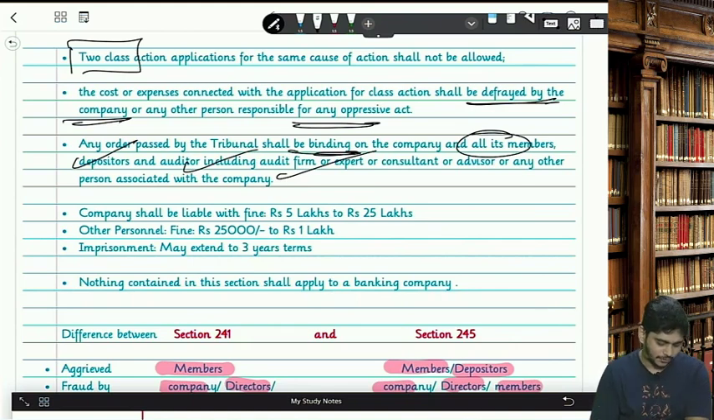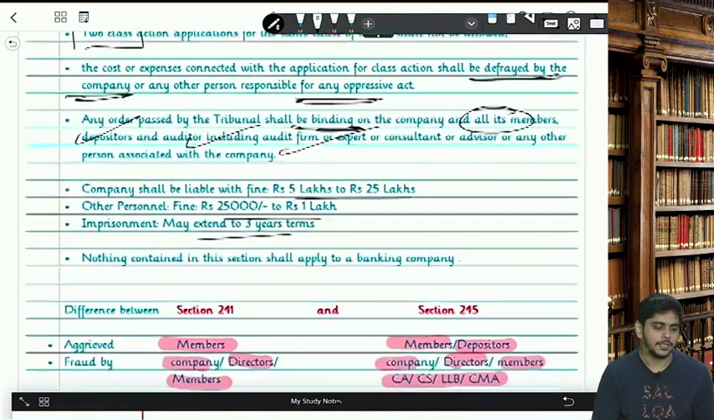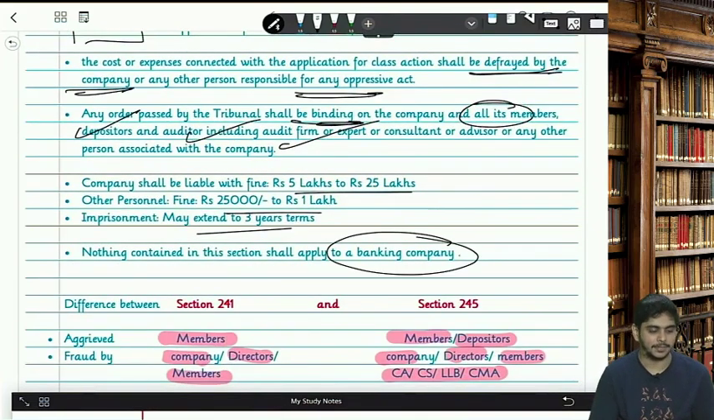Company shall be liable to a fine of 5 lakhs if anything is contravened, 5 to 25 lakhs, officer 25 thousand to 1 lakh, imprisonment extending up to 3 months or both. Okay? Time pass penalty, you can escape. Nothing contained in this section shall apply to a banking company.